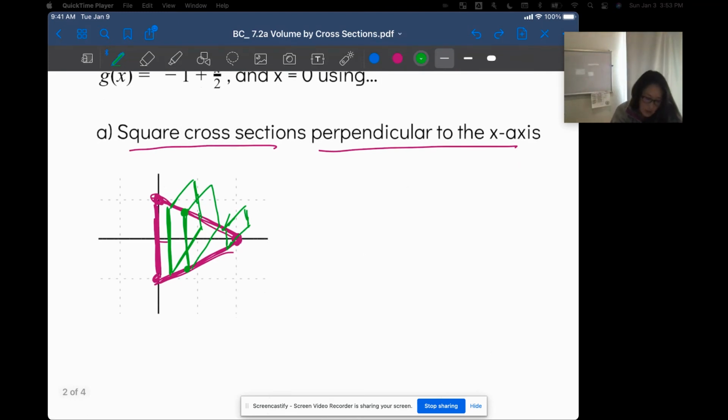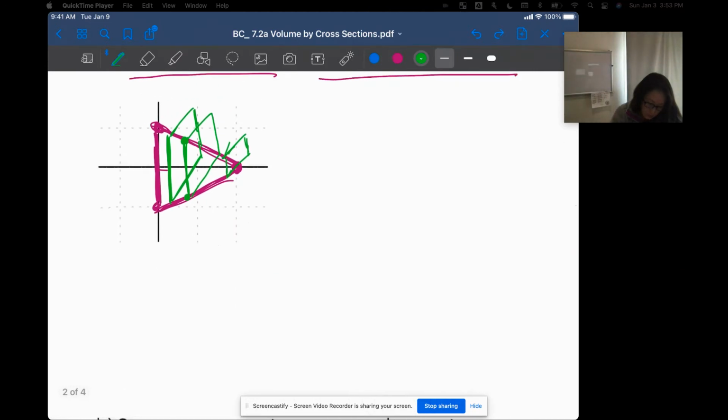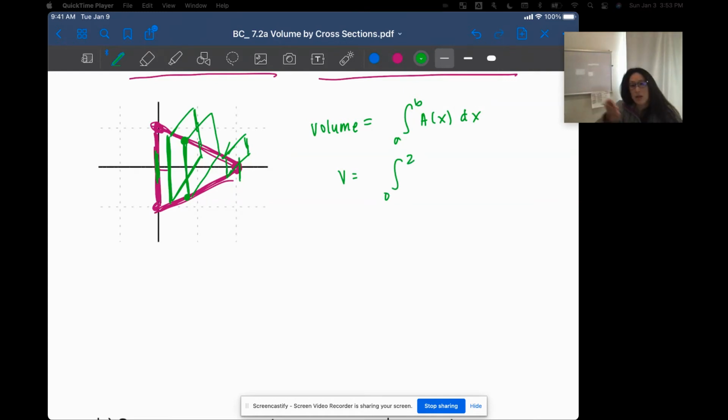So what we're going to do is take the integral. The volume, which I'm just going to call V in the future, is equal to the integral of A(x) dx with my bounds a to b. So V is equal to the integral from x equal to 0 to x equal to 2. That's where I'm going to start making squares, and then I'm going to stop making squares. I do have one square, like the biggest square is over here.